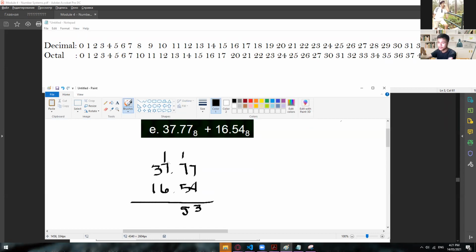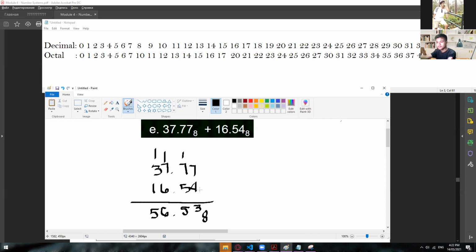Okay. And then 1 plus 7 plus 6 is 14. So 14 in decimal, but in octal, it's already 16. So carry 1, bring down 6. And then 1 plus 3 plus 1 is 5. So they're just the same with the octal. And then the decimal point will go here, and then this one is in the base of 8.